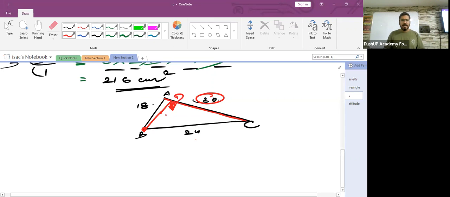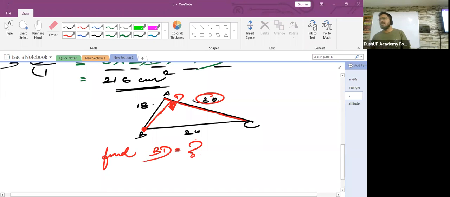So what we need to find here? BD. Understood, children? BD is the corresponding height to side AC. Why? Because AC was the longest side.